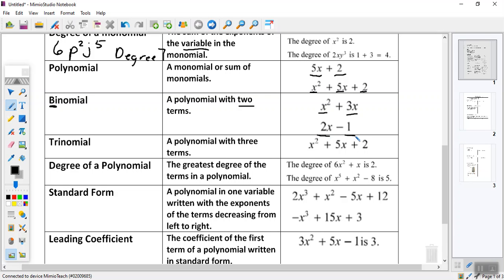Let's see, try means what? Volleyball people better get this right. 3. 3 teams, right? Yeah, try.